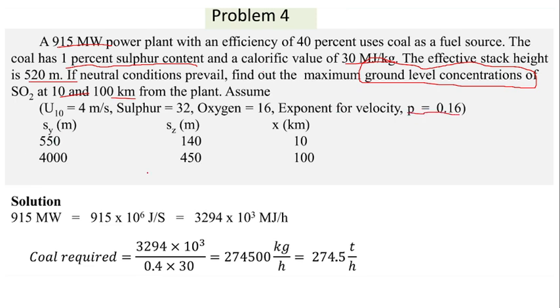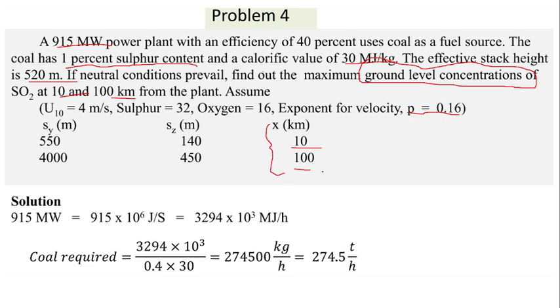Now sigma y and sigma z are given. Sigma y is 550 meter, sigma z is 140, and it is happening at x kilometer, meaning 10 kilometer. For 100 kilometer, sigma y and z are 4,450. So all the data are given. What is to be found is the maximum concentration at different distances, which is 10 and 100 kilometer.